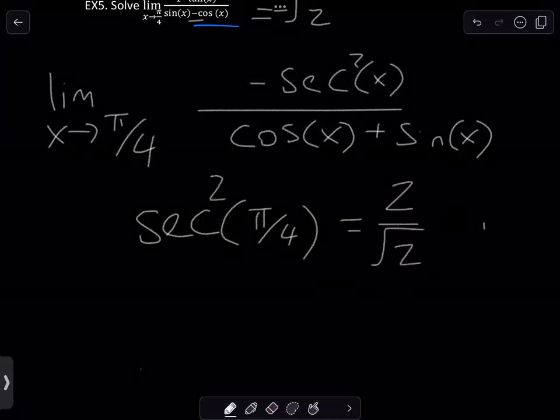Then we want secant pi/4 squared, so I basically have to square this term. The 2 squared would be 4, and the √2 squared would be 2. So it's going to be 4/2. That's going to be +2. And then I want negative secant pi/4 squared. And obviously we get -2. So that's how I got -2 in the numerator, just in case you were confused about that.